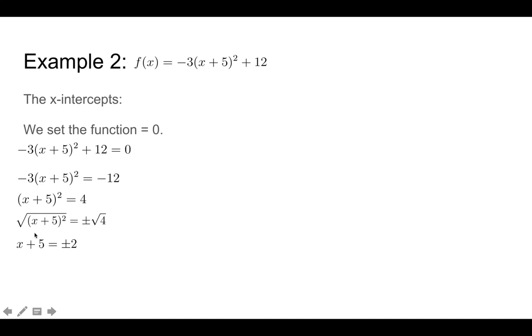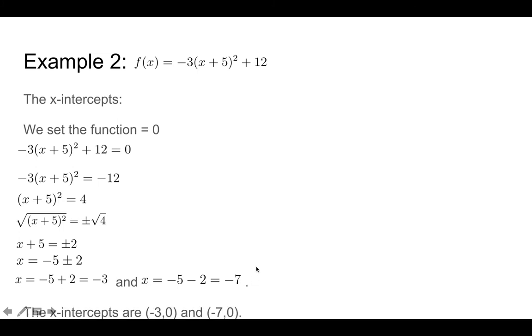We get x plus 5. On the right, square root of 4 is 2. So we have x plus 5 is plus or minus 2. Move the 5 over. X then is negative 5 plus or minus 2. Negative 5 plus 2 is negative 3. Negative 5 minus 2 is negative 7. So my x-intercepts are the points negative 3, 0 and negative 7, 0. Intercepts are points, not numbers.